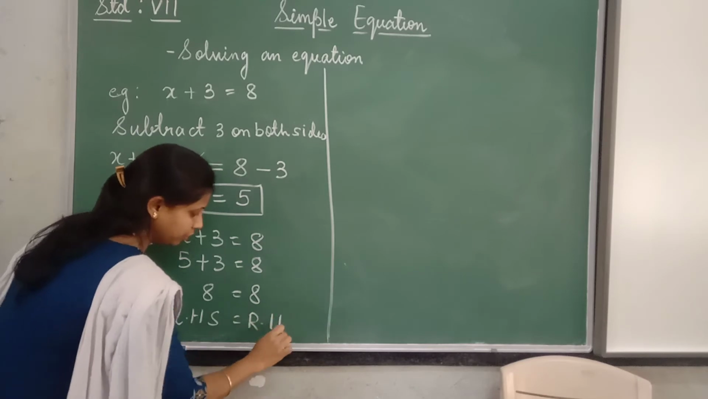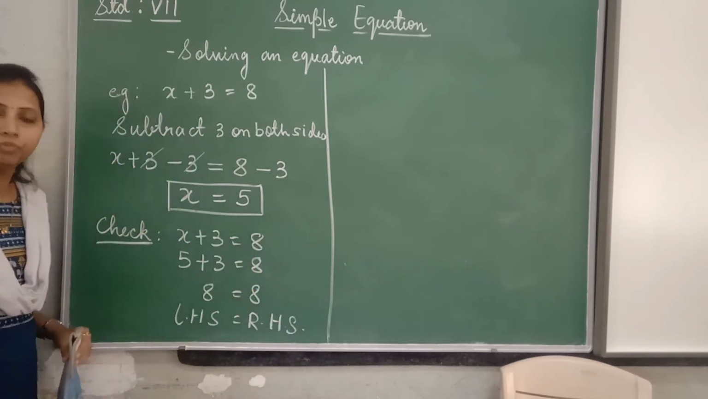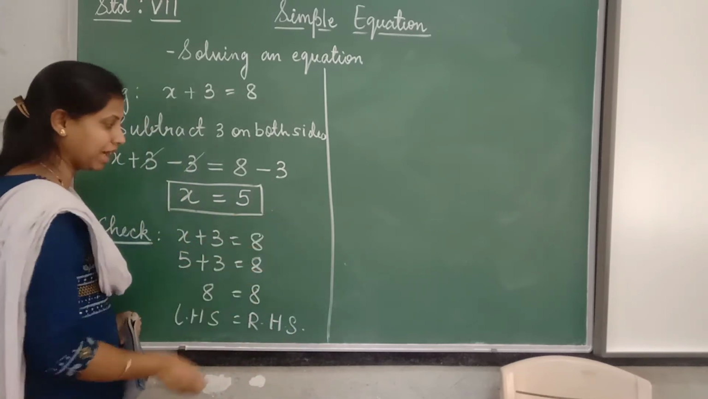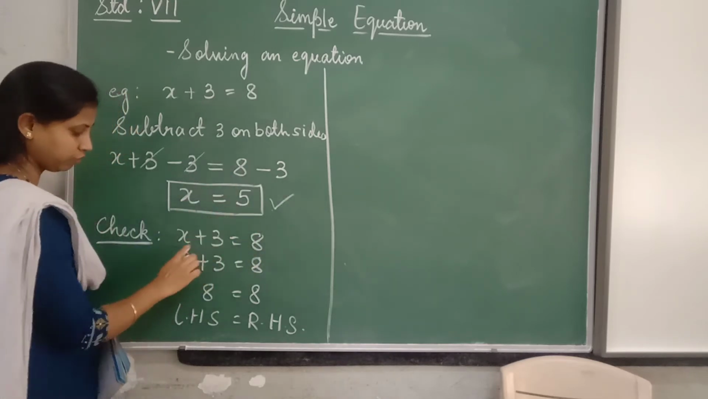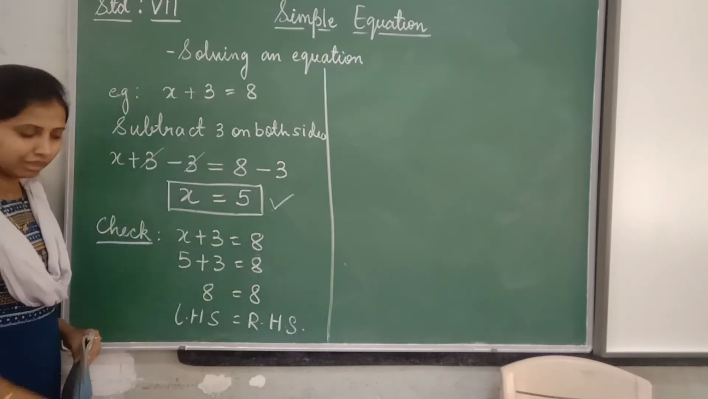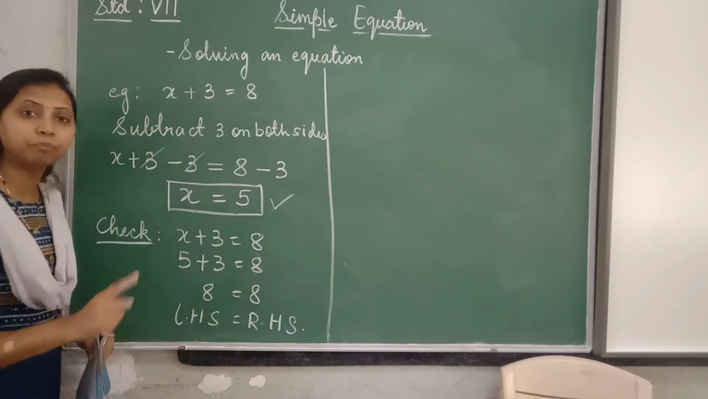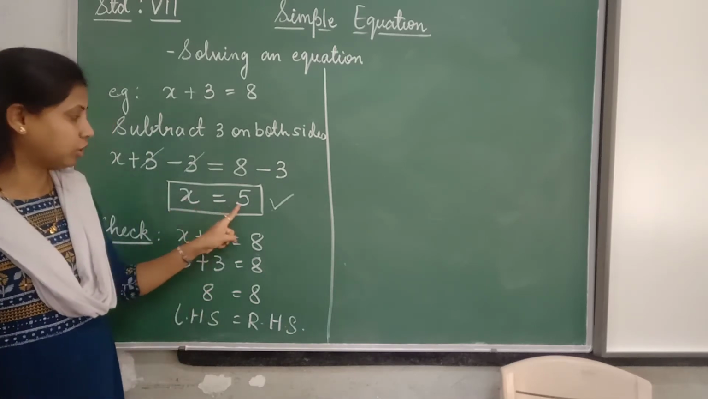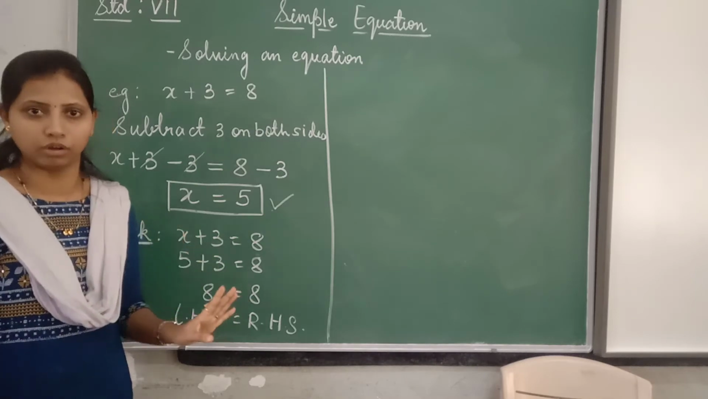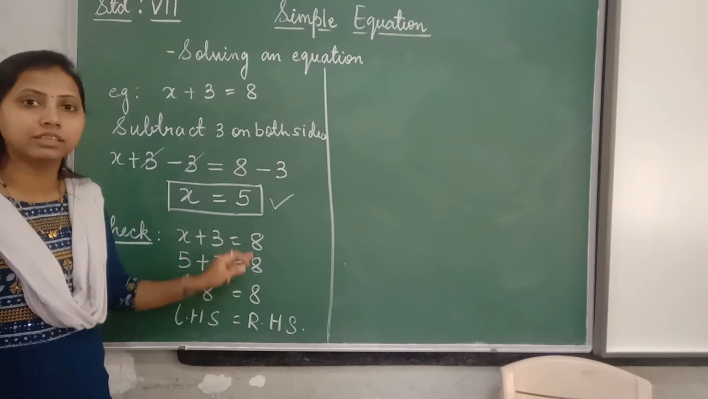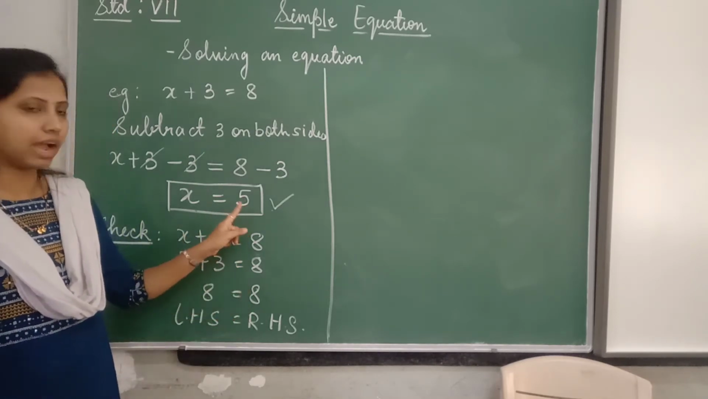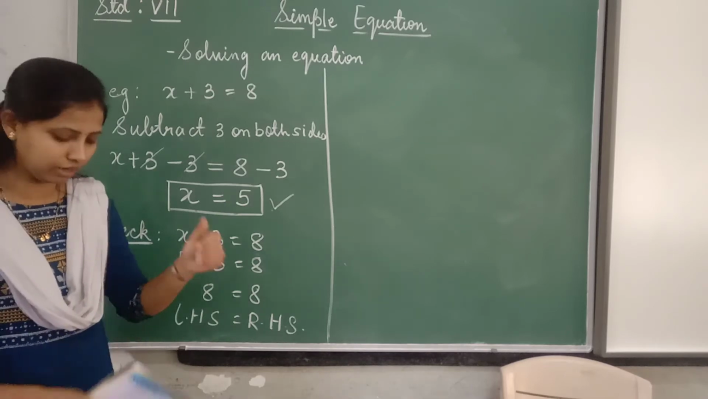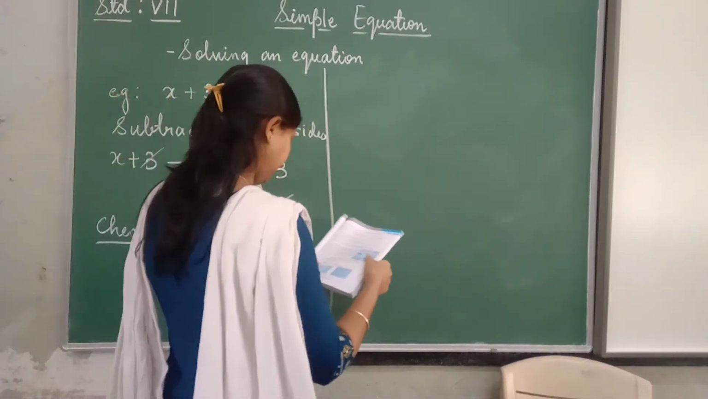LHS is equal to RHS. Okay, so therefore x is equals to 5 is a correct solution for this particular equation. Here if you do not get LHS is equal to RHS, then it shows that the solution you have found out is wrong. This acts as a verification for your answer. Okay children, so let's take one more example.